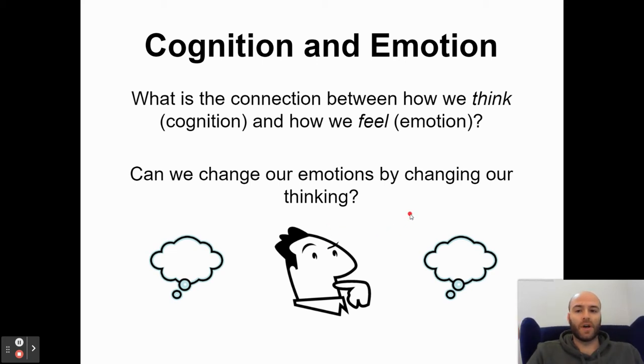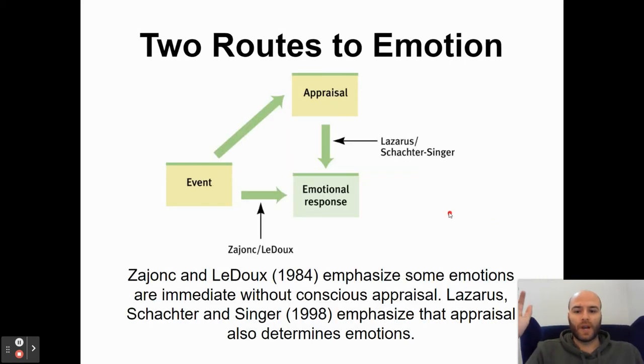And so there's a couple schools of thought in terms of cognition and emotion that we need to touch on here. So there's two routes. James-Lange and Ledoux emphasize that some emotions are immediate without conscious appraisal. Right? And they say that we have some of these emotions and we don't even think about it. If you've ever experienced this, maybe you've gotten upset, and then after that upset feeling passes, you're like, why did I get so upset? I don't know why that happened, right? Whereas Lazarus teamed up with Schachter-Singer, and they emphasize that appraisal, that Schachter two-factor, also can determine our emotions.